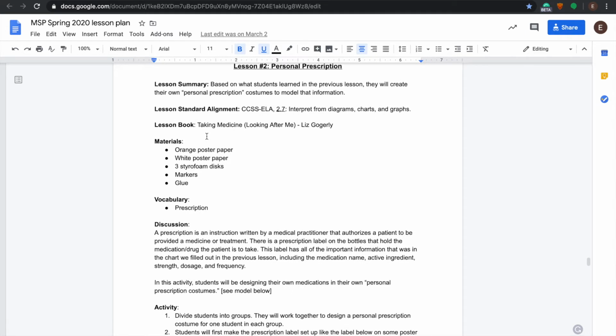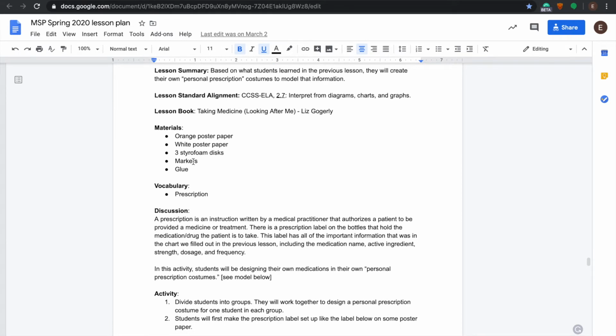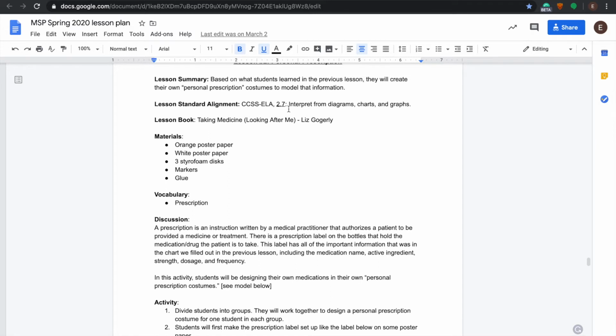And okay, so our materials are going to include orange poster paper, white poster paper, 3 styrofoam discs, markers, and glue. For our preparation, I highly recommend that your poster paper shouldn't be that large. I recommend that you cut it in half, so that when you get to the class, the material is already cut. The students' only responsibility is to write on the white poster paper.